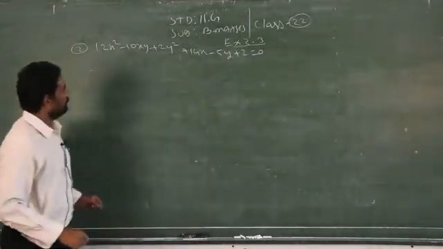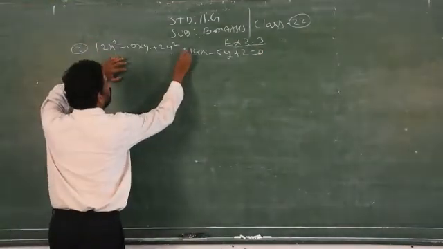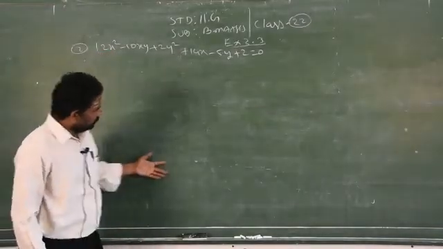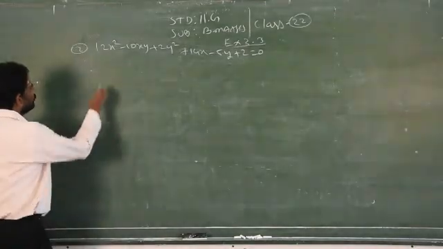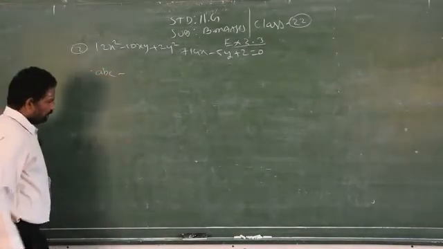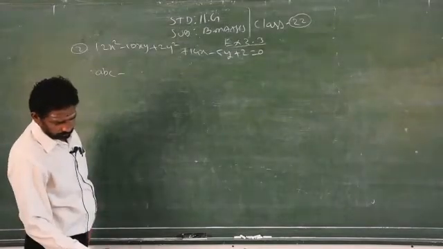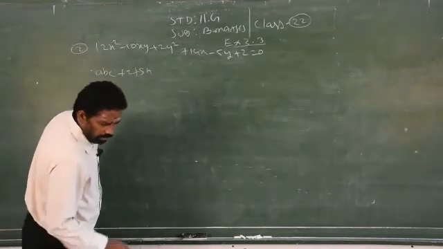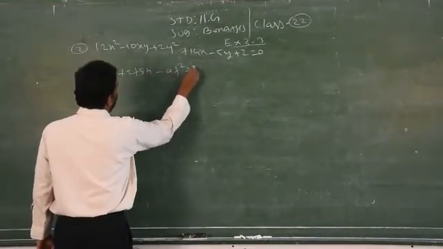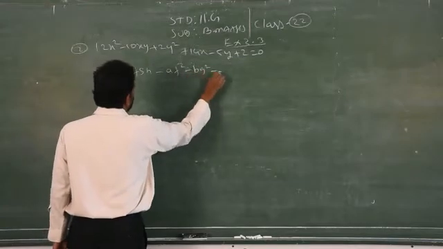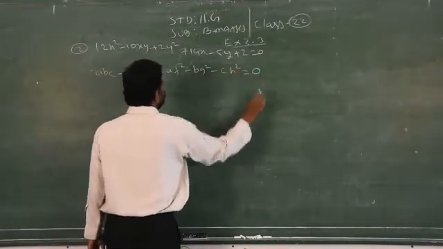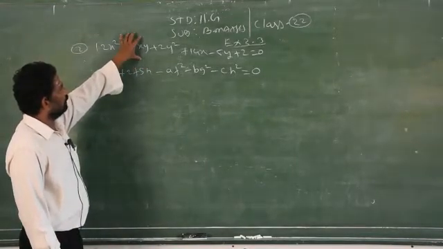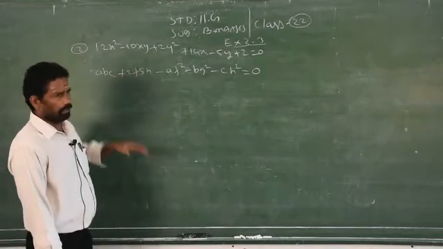Now you have to check whether it represents a pair of straight lines or not. How do you verify that? Just now you have one formula. By using that formula, abc plus 2fgh minus af square minus bg square minus ch square is equal to 0. By using this condition, you have to show that the given equation represents a pair of straight lines.